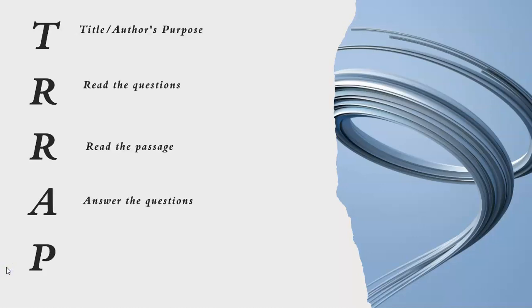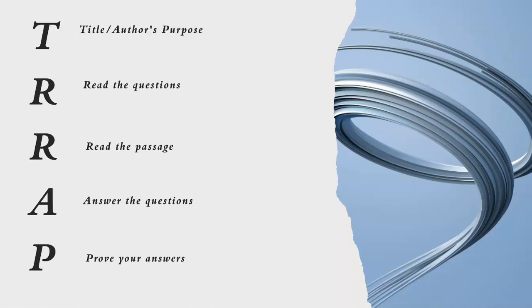If you notice, I keep saying the word TRAP, but it seems like I have a little misspelling here. So when we say we're going to TRAP a STAR passage, or any passage for that matter, first things first, we're going to identify the T. T stands for title and author's purpose. The first R stands for read the questions, then read the passage. The A is answer the questions. And then there's the P, which means prove your answers.